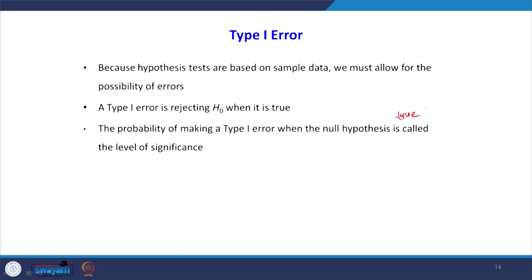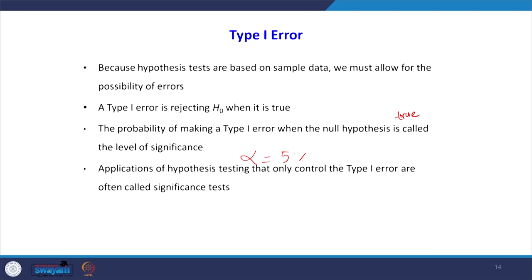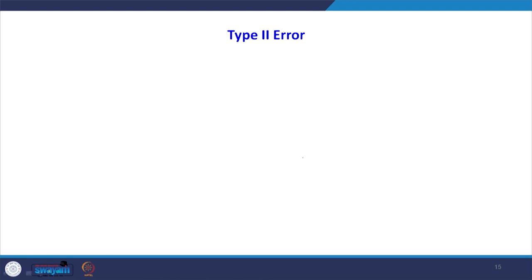When the null hypothesis is true, the probability of rejecting it is called the level of significance. The level of significance is called alpha, and most of the time it is 5%. The meaning of this 5% is that the probability of incorrect rejection is only 5%. Applications of hypothesis testing that only control the type 1 error are often called significance tests.